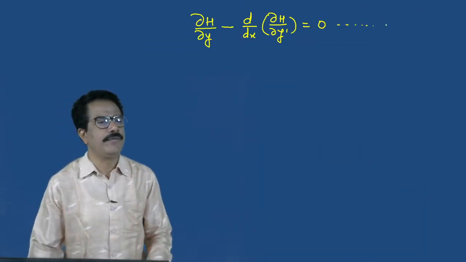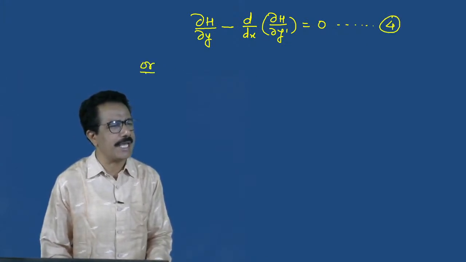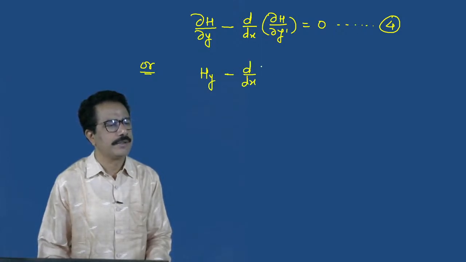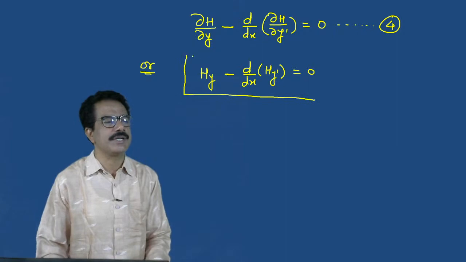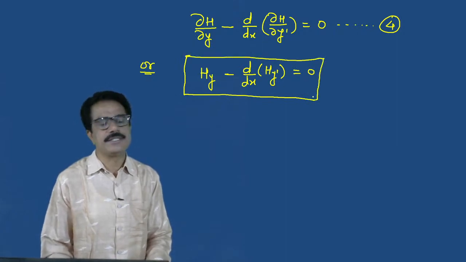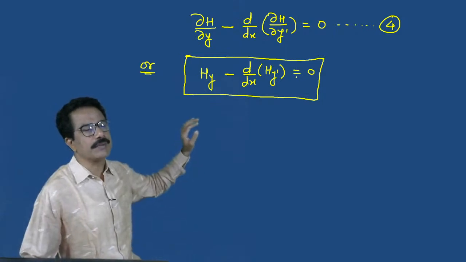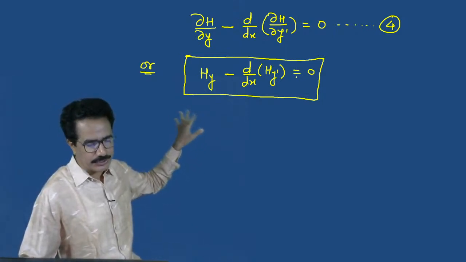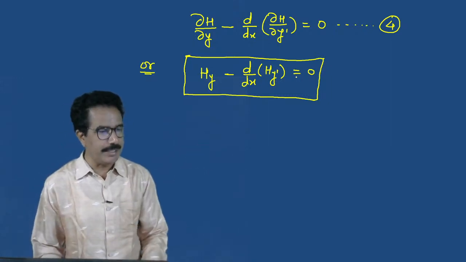So this can be written as h_y minus d by dx of h_y' equals 0. According to Euler's condition, we can say that it is the extremum function. We determine the Lagrangian multiplier.